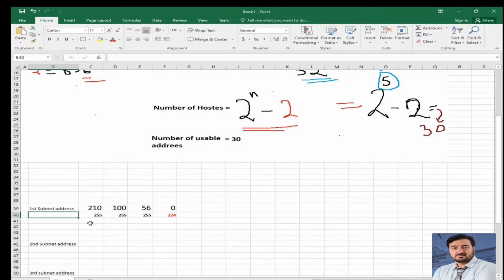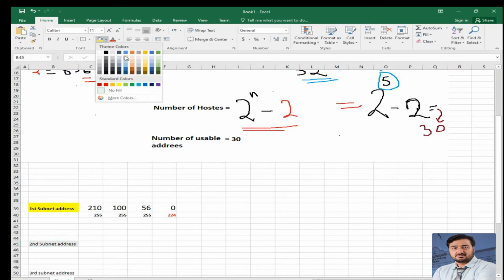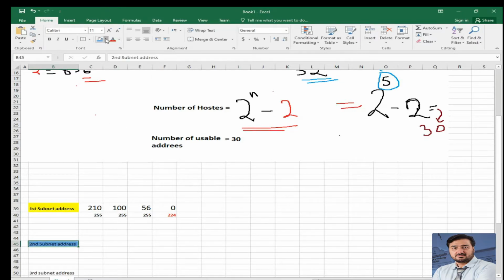So what is the range? How can we find the first subnet and what should be the second subnet? IP addresses we will find later on. This is our first subnet, and here let me take this value. Now let me find the second subnet. Let me take some other color.